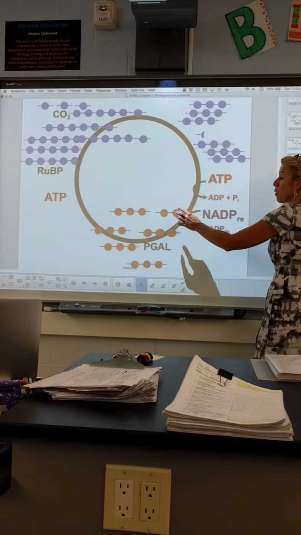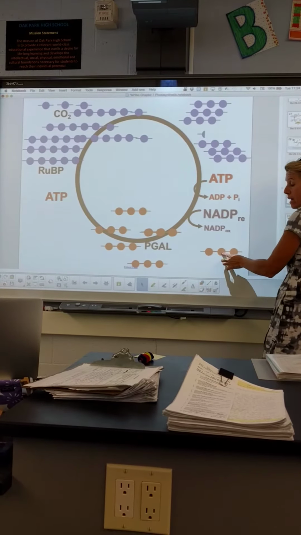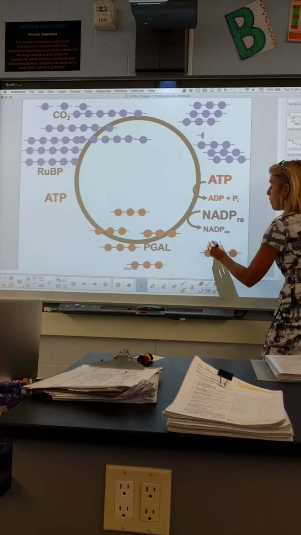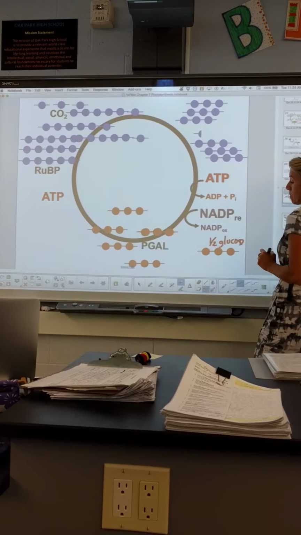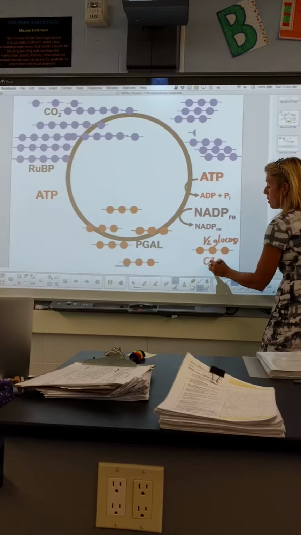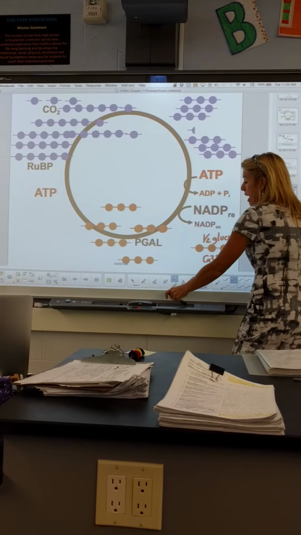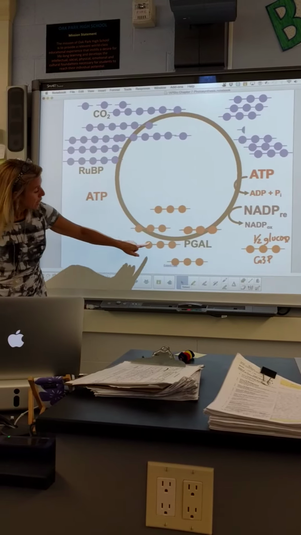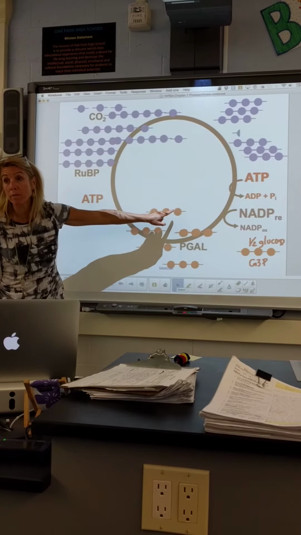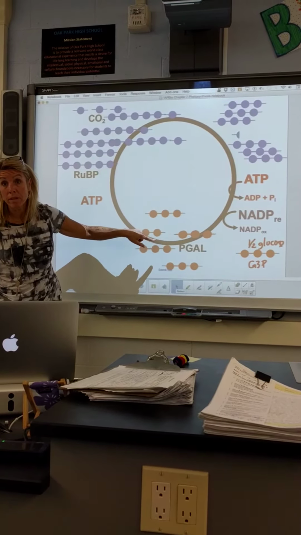I'm going to just take one of those away and siphon it off. So this is a half of a glucose right here. There we go. And its name is G3P. How many do I have left here now? 5. Okay. And each one of them has 3 carbons in it, right? What's 5 times 3? 15.